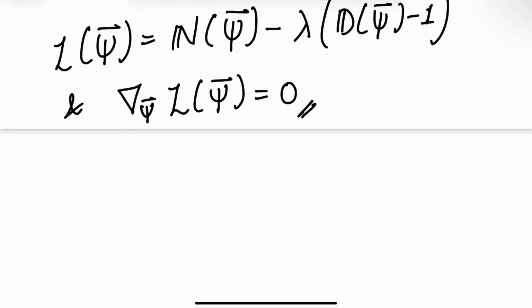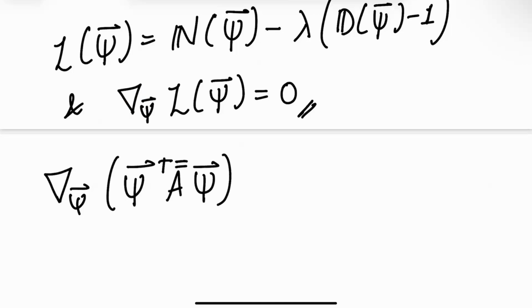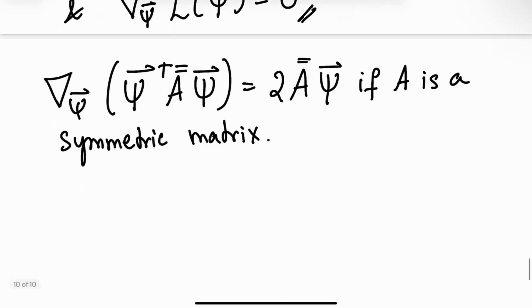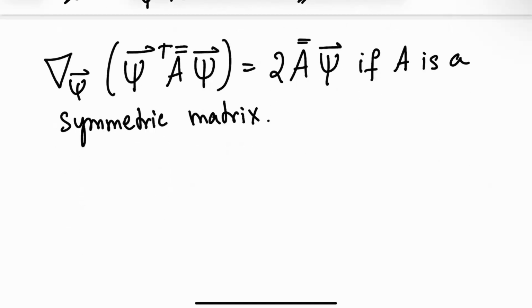All right. So now how do you actually calculate these gradients? Calculating the gradient of the first term, which is the numerator term, psi transpose A psi, you can actually show that this is the same thing as 2A times psi, under the condition that A is a symmetric matrix.